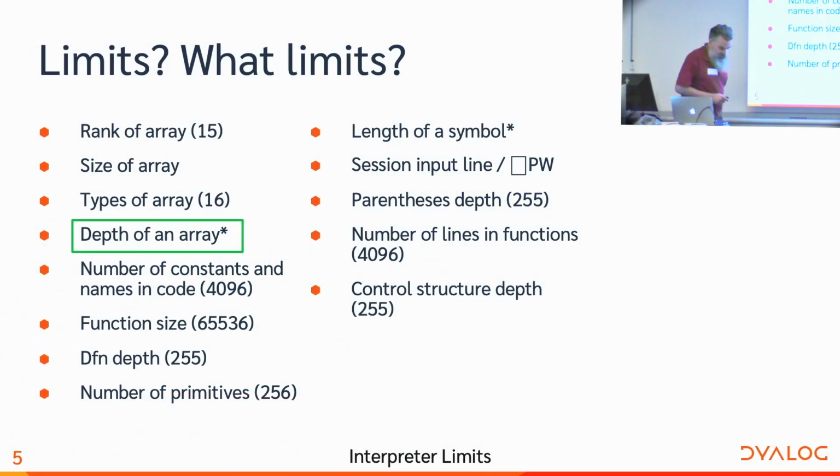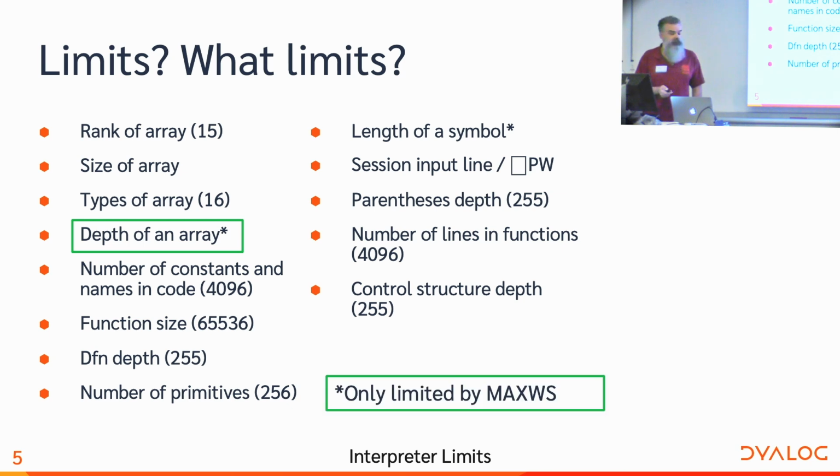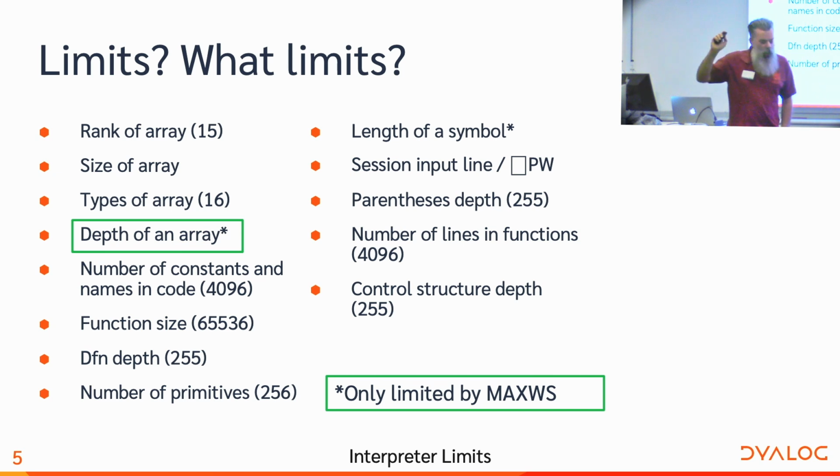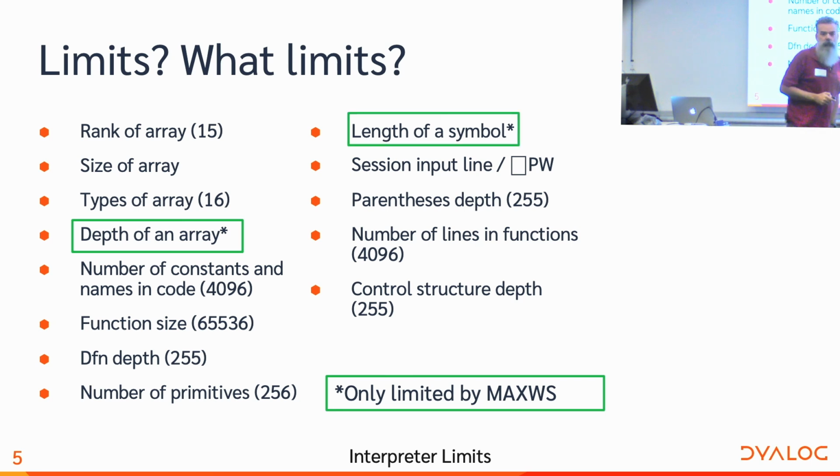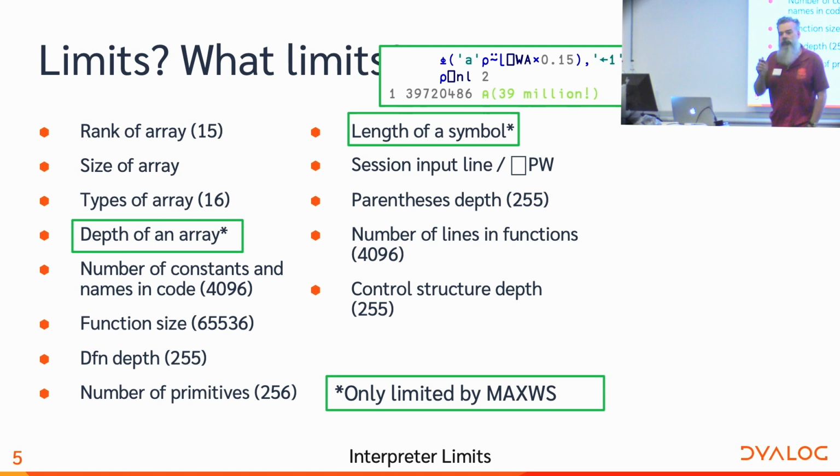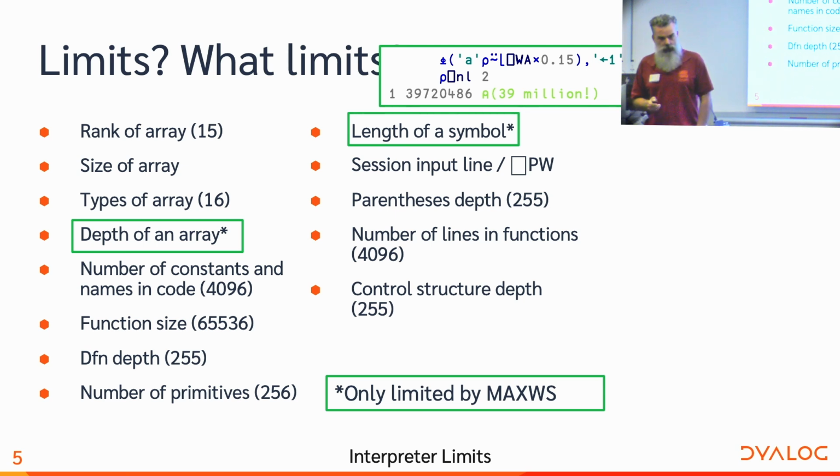Now, first of all, some of these things that are on this slide actually are only limited by the size of your workspace. For example, you can have an array of any arbitrary depth. Okay, it's only constrained by the size of your workspace. Something else that has always amused me as being only constrained by the size of your workspace is the length of a symbol, the length of a name in your workspace. You could create a variable, the name of which contains, for example, 39 million characters. That would suggest that the name of your variable is more important to you than the data it contains. And if you're doing that, I suggest you take a long, hard look at yourself.